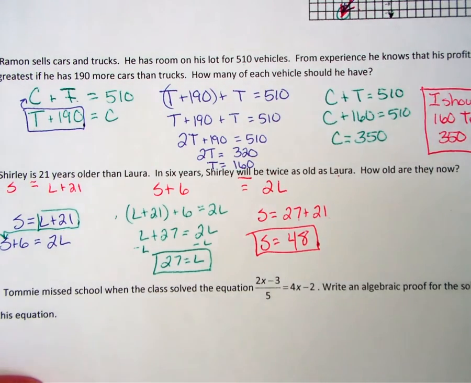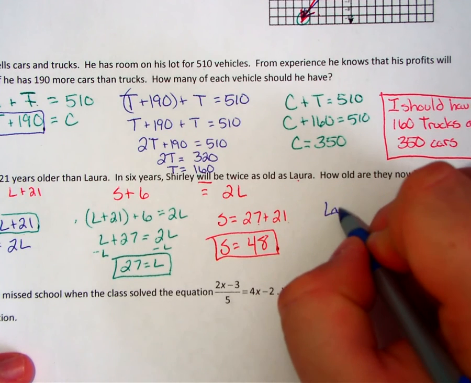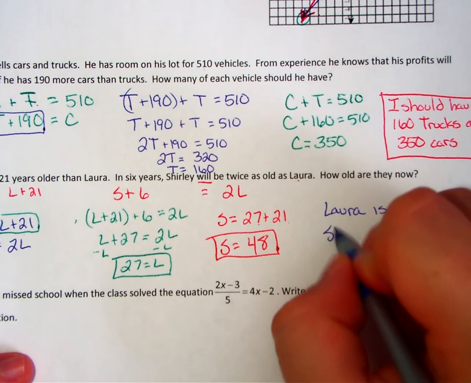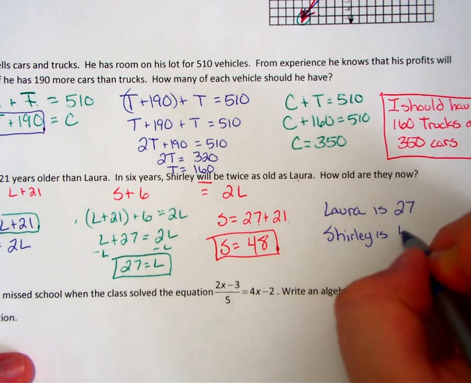Let's write our final solution. Laura is 27. Shirley is 48.